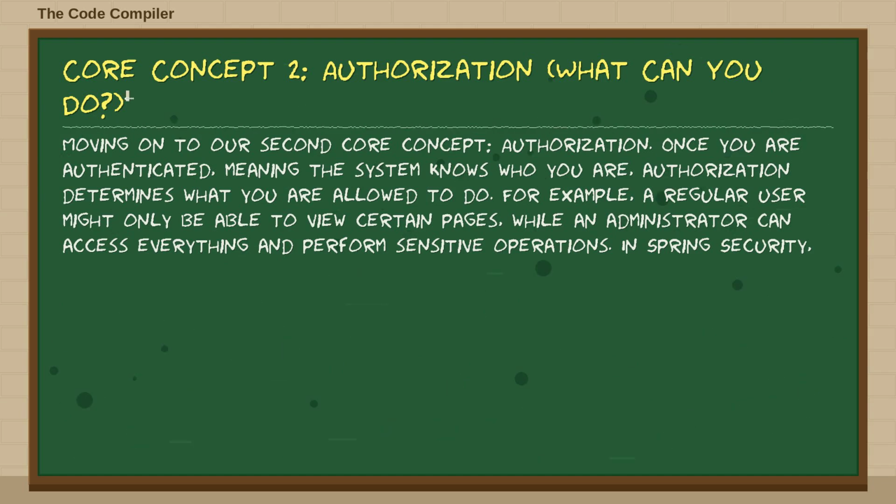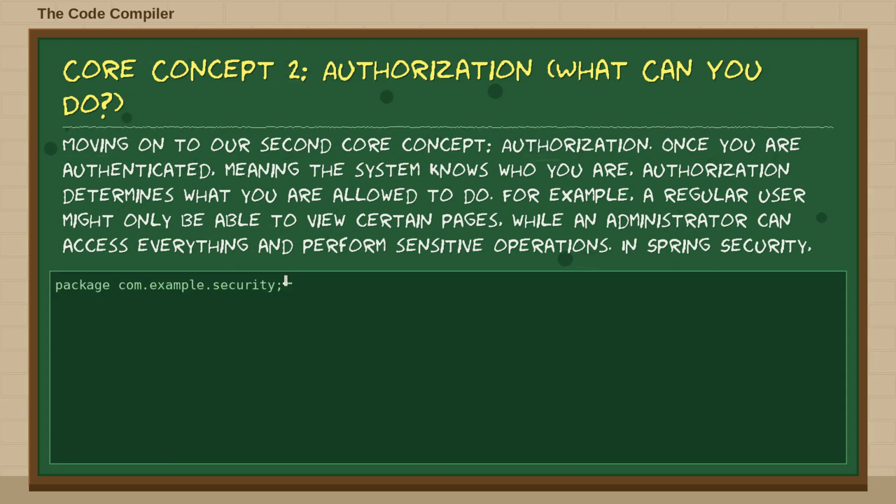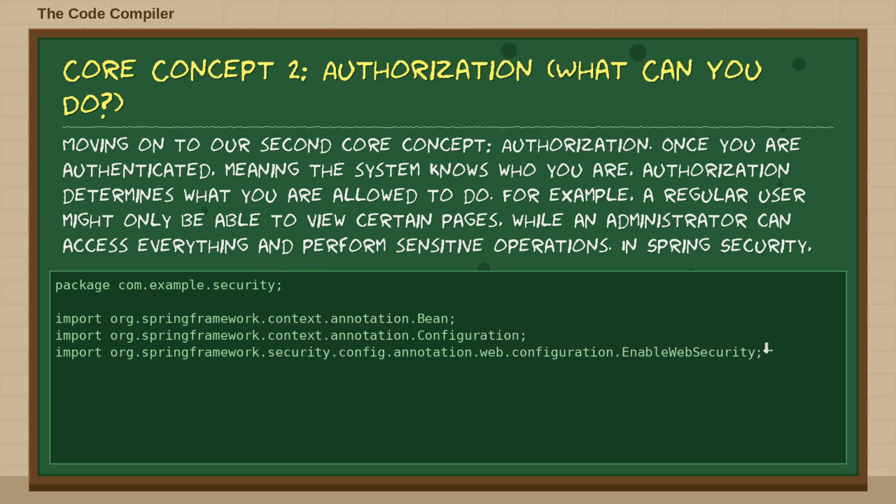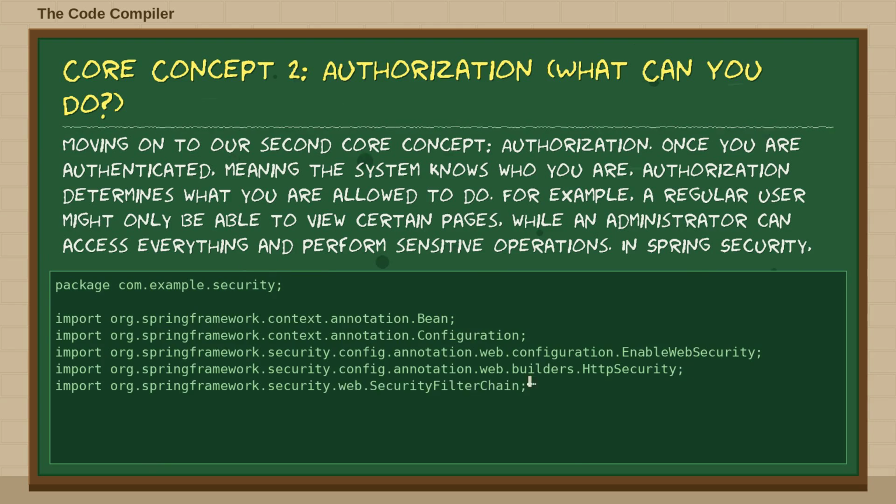We use methods like authorizeHttpRequests to define which uniform resource locators, or URLs, require specific roles or authentication. For instance, you can say that any URL starting with admin requires an admin role, while public URLs are accessible to everyone. This granular control over resources is what makes your application truly secure and robust.